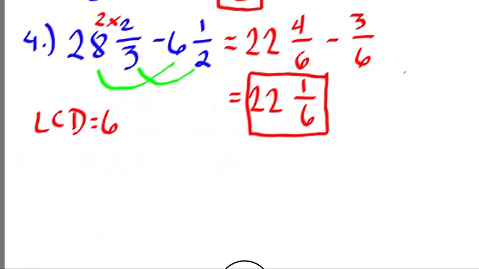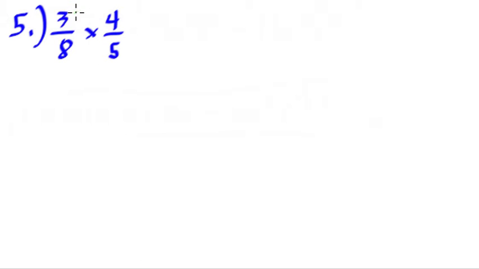Okay, proceed to number 5. The next operation is multiplication, which will make everything easy. So we have 3 over 8 times 4 over 5. So remember our rule in multiplication: multiply numerator to numerator, denominator to denominator. If we do that, what do we have?